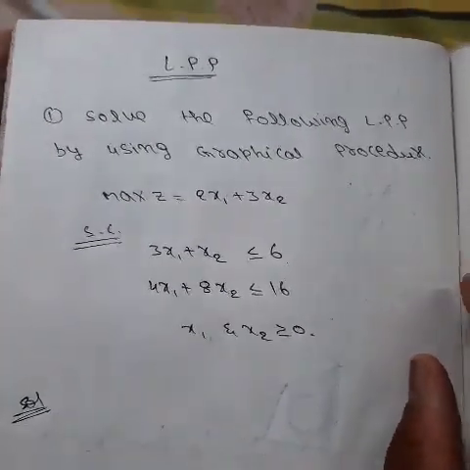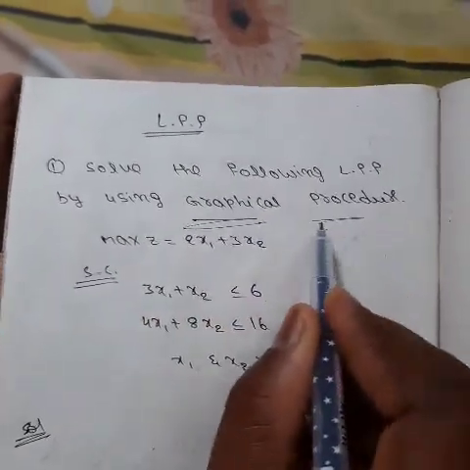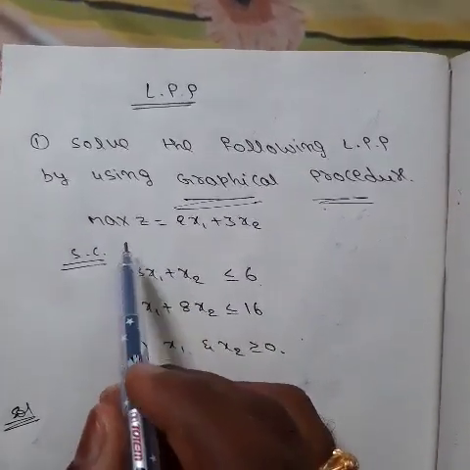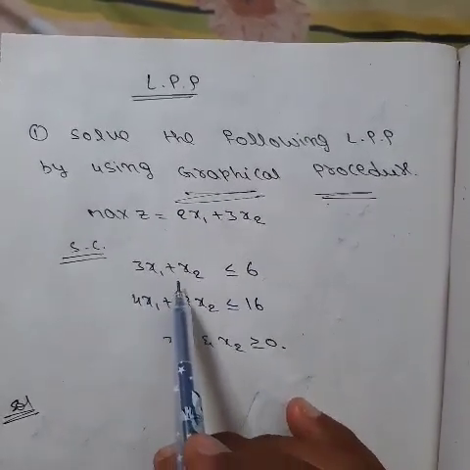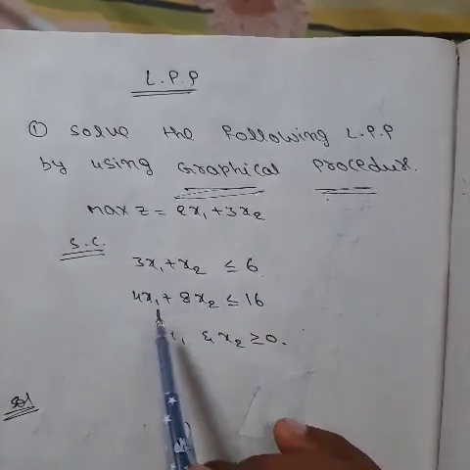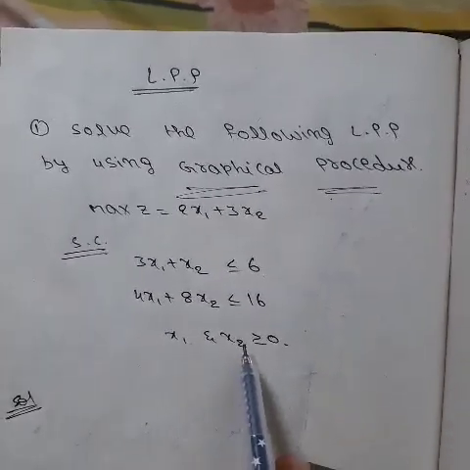Today we are going to discuss the solution of linear programming problem by using graphical method. Let us consider an example. Maximum z is equal to 2x1 plus 3x2 and the subject constraints are 3x1 plus x2 less than or equal to 6, 4x1 plus 8x2 less than or equal to 16, x1 and x2 greater than or equal to 0.